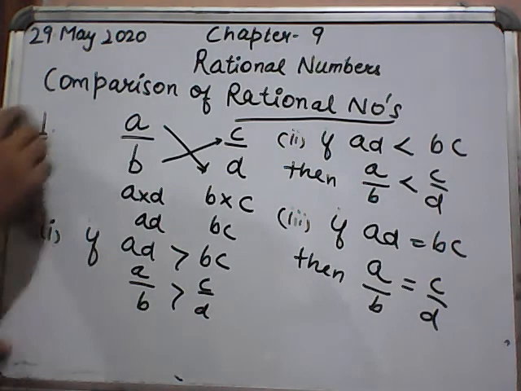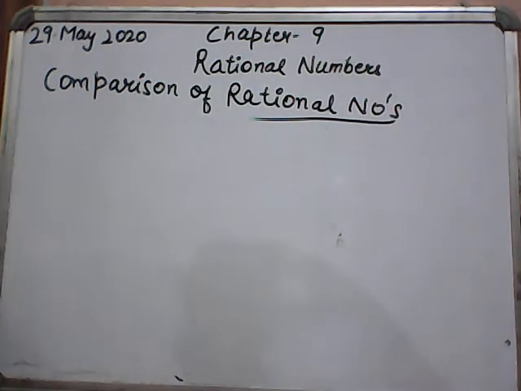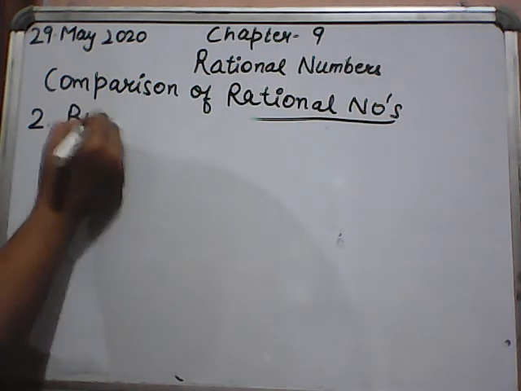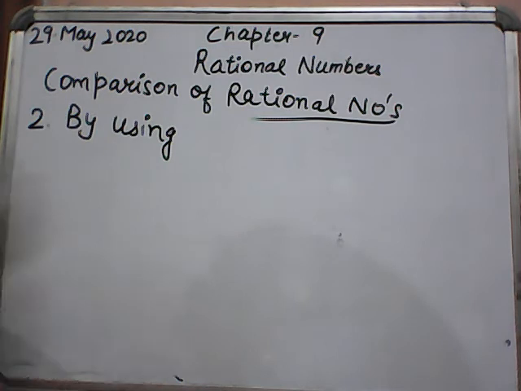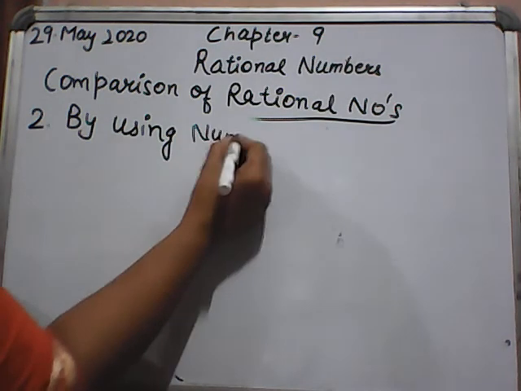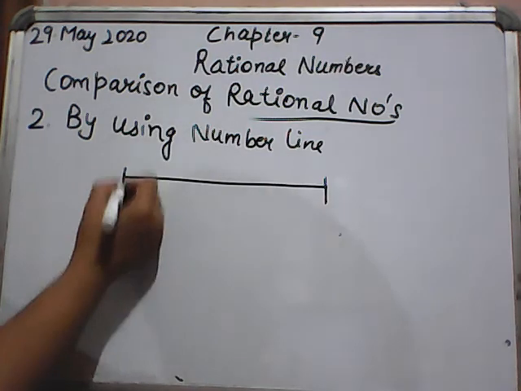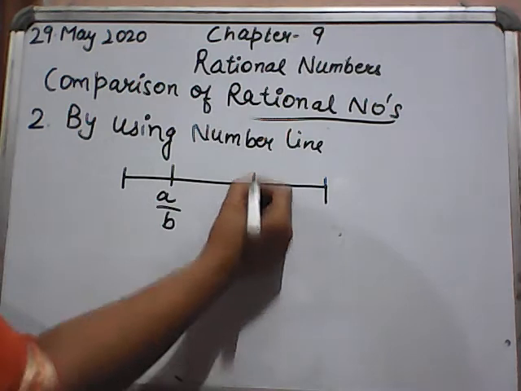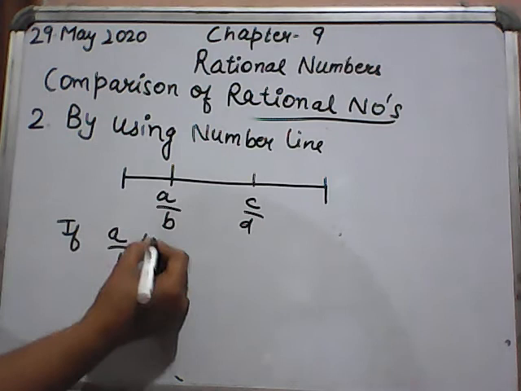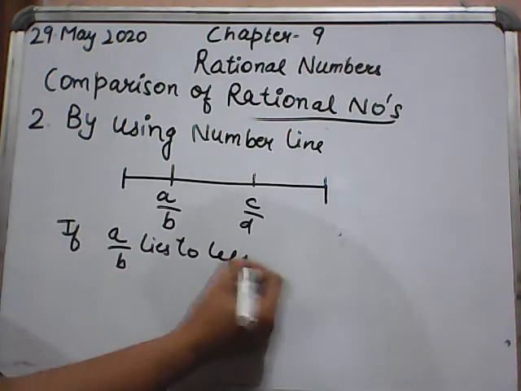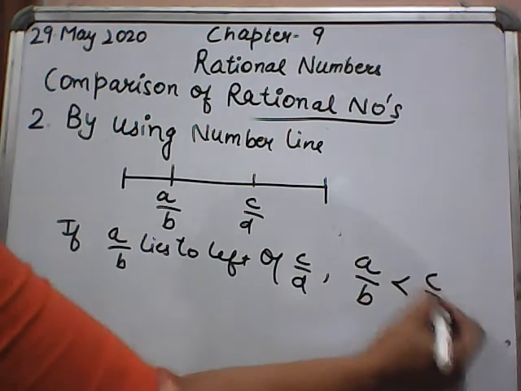Now, the second method is by using number line. By using number line, you can compare rational numbers as we compare integers. Firstly, draw a rational number line. Mark the rational number a by b and the rational number c by d. If a by b lies to the left of c by d, then you can say a by b is less than c by d.